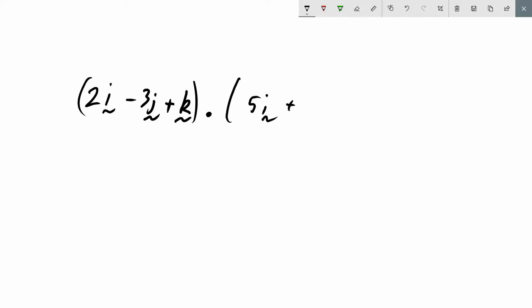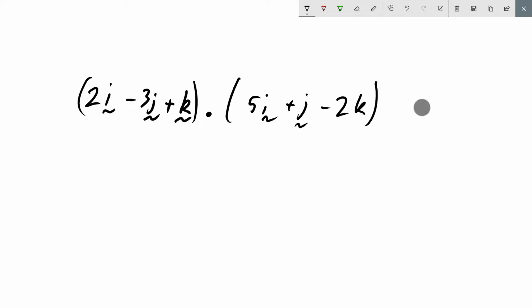What if we had 2i minus 3j plus k dot 5i plus j minus 2k? And I wanted to work out what the angle is between them. It would make sense to just draw them, but this is 3D. So how are we meant to just draw it and then take some sort of angle measurement? This is where the dot product comes in.